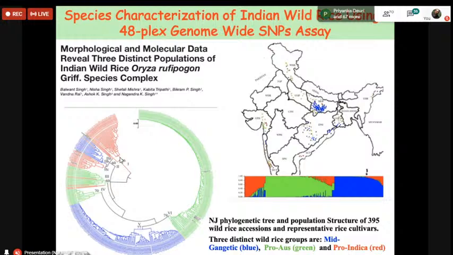The Aus type is in the green color. The Indica we call pro-Aus, pro-Indica. And then there is the mid-Gangetic plain. This blue one is very special because it is not related to any cultivated rice. But there is a lot of it there. And the tribal farmers harvest them and use them. So this is a very good source, as it is easily crossable with the cultivated rice.